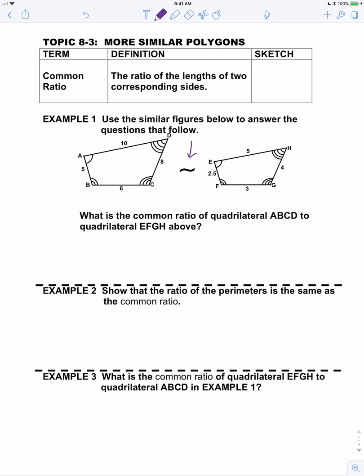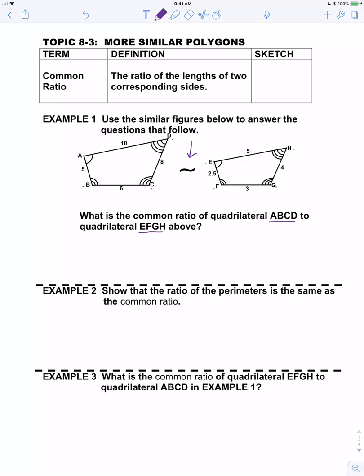They're telling us that these two polygons are similar to each other by denoting that sign in between them. So we're going to see how to find that common ratio between these two quadrilaterals, and they're named A, B, C, D. So A, B, C, and D, and it's similar to E, F, G, and H. And so remember that order does matter. So we're going to show that the ratio of the perimeters is the same as that common ratio.